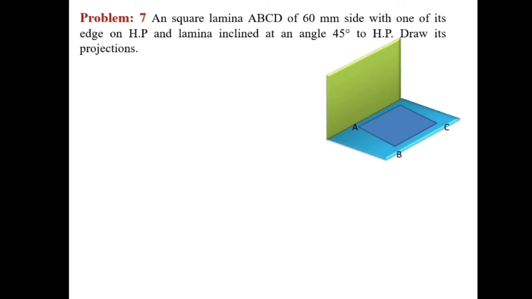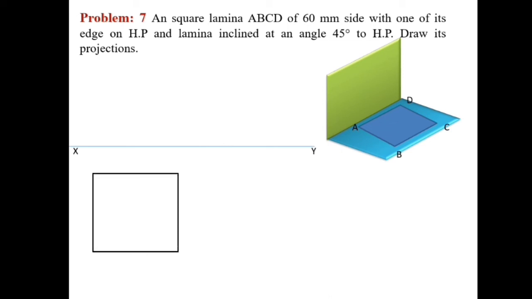So see the square lamina. These are the corners A, B, C, D. Totally 4 edges are there. The surface is on the HP, that is the initial position. So that will be drawn first: the XY reference line, and you will get the true shape on the HP. Below the XY reference line, you draw a square. You will project all the points up to the XY reference line because in the initial position the lamina is on the HP plane. You will get the front view as a straight line.